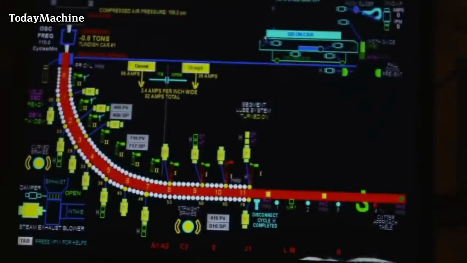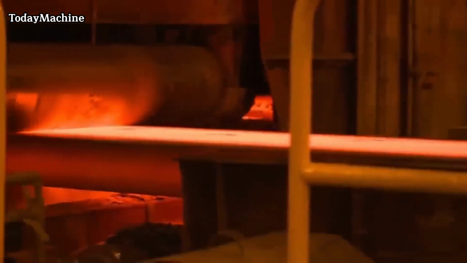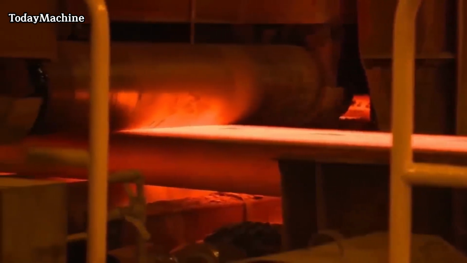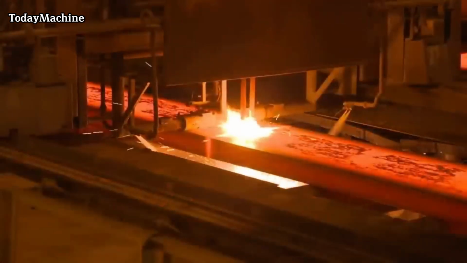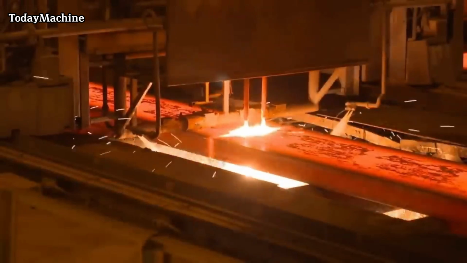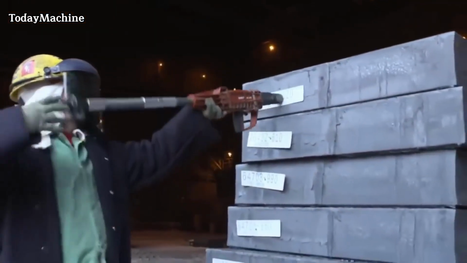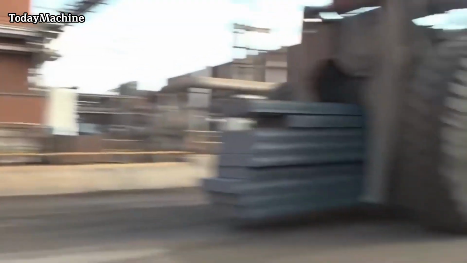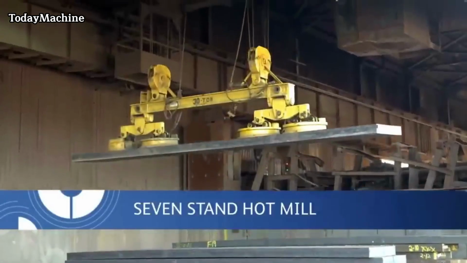The oxygen reacts with the excess carbon and other impurities present in the molten iron, resulting in the formation of carbon monoxide gas. The oxygen blowing process in the BOF not only removes excess carbon, but also oxidizes other impurities such as silicon, manganese, and phosphorus. These impurities form oxides that react with the lime and other fluxes added to the furnace, forming slag. The slag floats on top of the molten metal and is periodically removed.